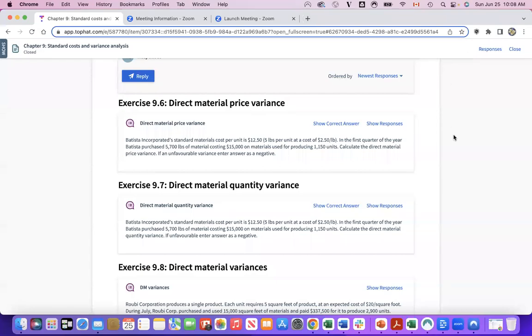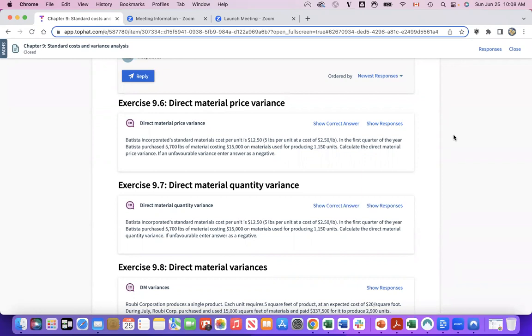All right, we're going to look at exercises 9.6 and 9.7 here relating to our direct material variances. Exercise 9.6 relates to the direct material price variance, 9.7 relates to the quantity variance. Remember, the price variance is caused when there's a difference between what we expected to pay per unit of direct material versus what we actually paid for direct material per unit.